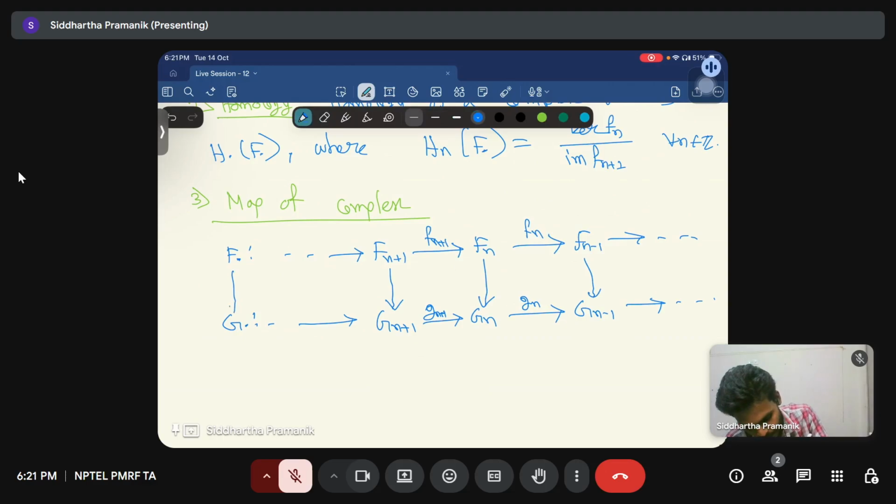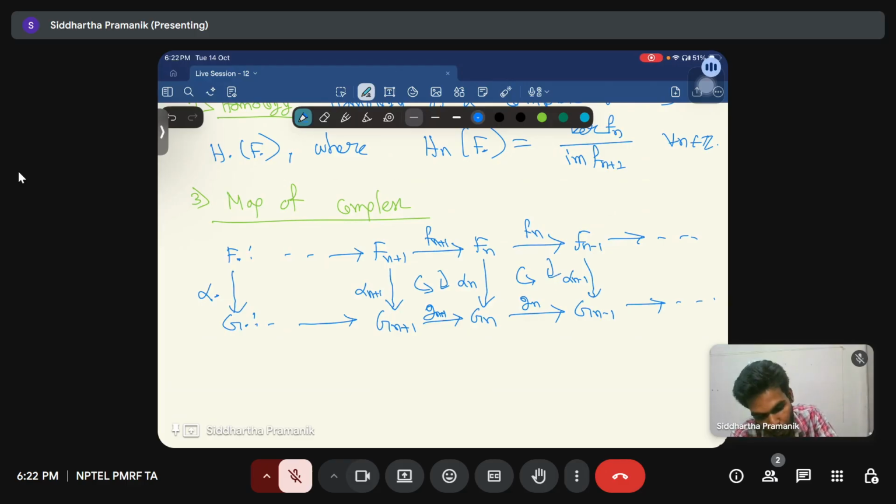So a map is alpha dot. So it will be a map at each level. It's a sequence of maps such that each square should be commutative. So that is the definition of a map of complexes.